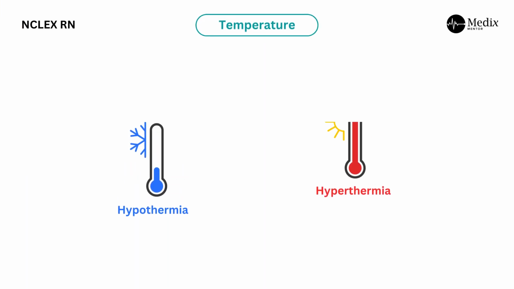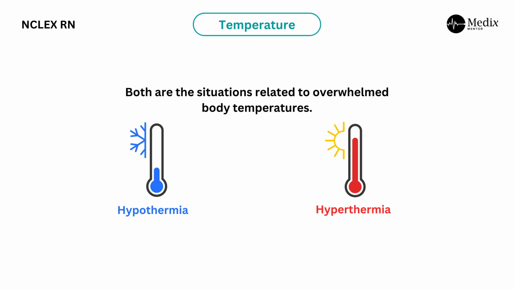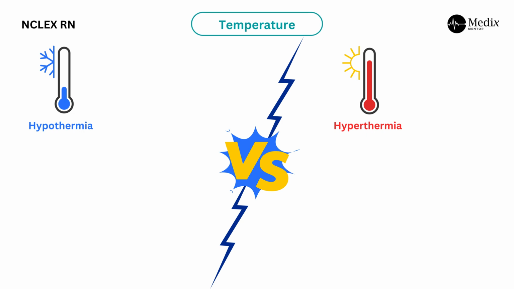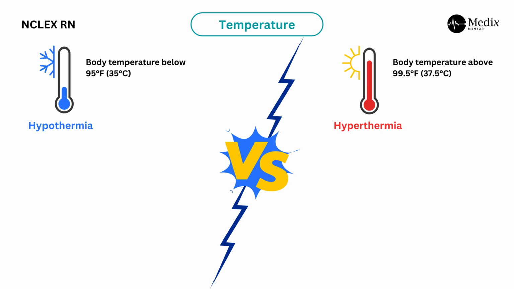Hypothermia and hyperthermia are situations related to extreme body temperatures. The following content will highlight the key differences between hypothermia and hyperthermia. Look at the basic comparison. The term hypothermia means body temperature below 95 degrees, and hyperthermia means body temperature above 99.5 degrees F.